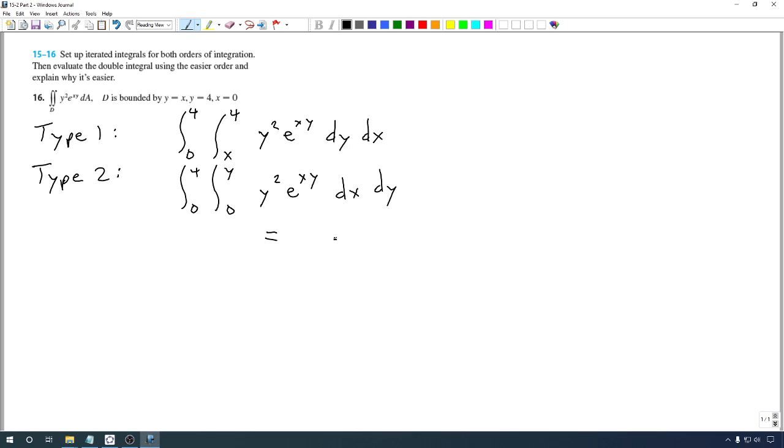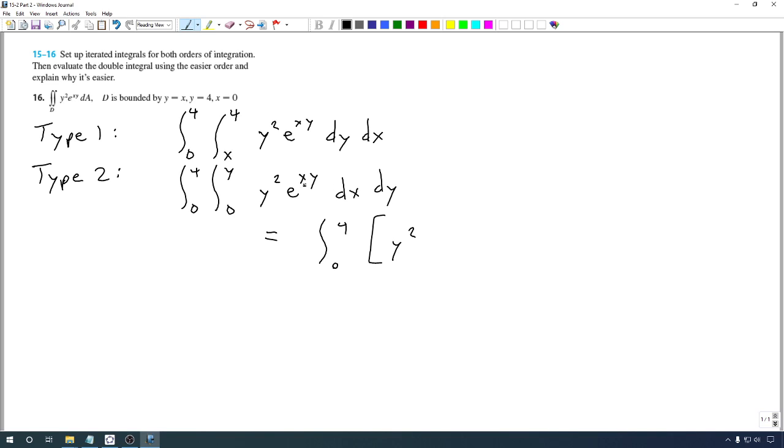So let's do that one. We're integrating this with respect to x. The y squared just kind of sits there. The e to the xy, we need to integrate that. So the y squared, what is the integral of e to the xy?